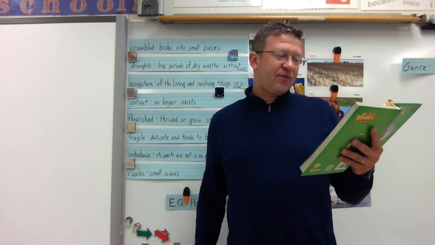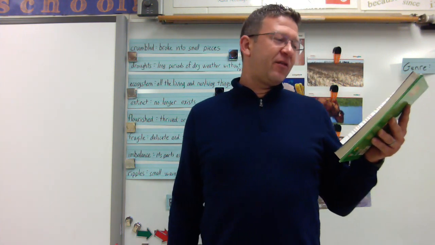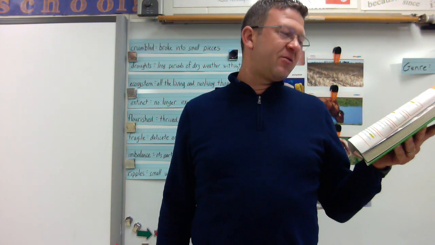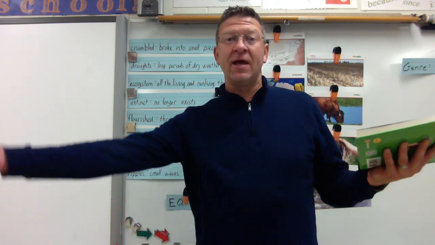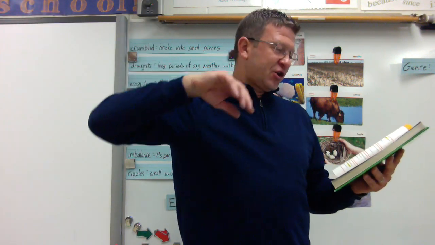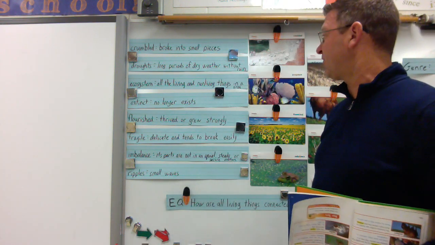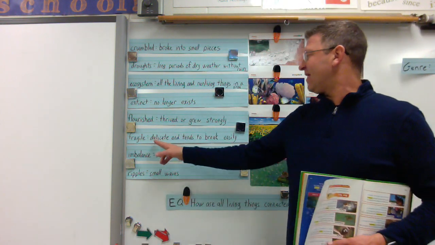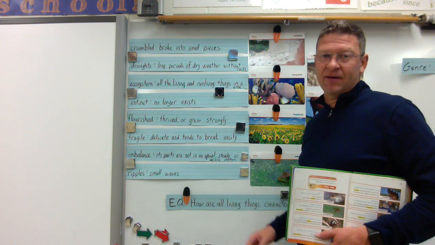All right, 3 left. Fragile. Tom held the nest carefully because he was afraid the fragile eggs might break. Sometimes when it's really super windy, bird's nests can get knocked out of a tree. Well, this one still had eggs in it, and eggs are pretty fragile. Well, fragile means delicate and tends to break easily.